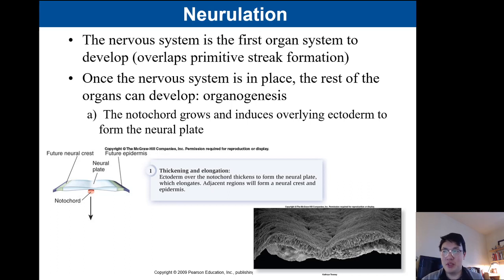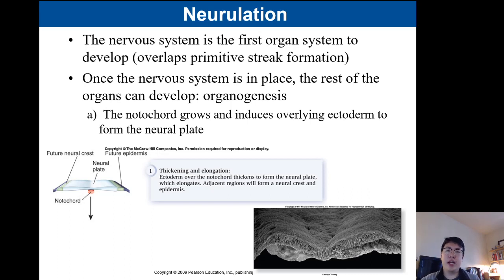So you need that nervous system to at least send those electrical signals out and really tell the cells what to do. You need to create a management system, so to speak, before even running a business. You need to have that management system in place. How are you going to manage, so to speak? That's an analogy. So, okay, and this overlaps the primitive streak formation.